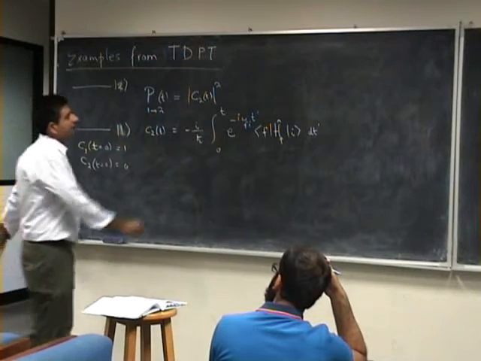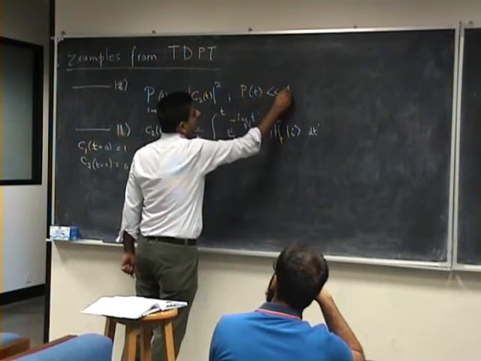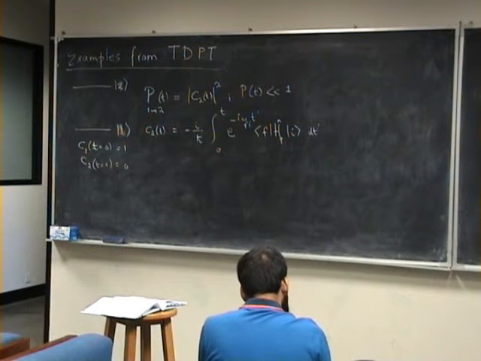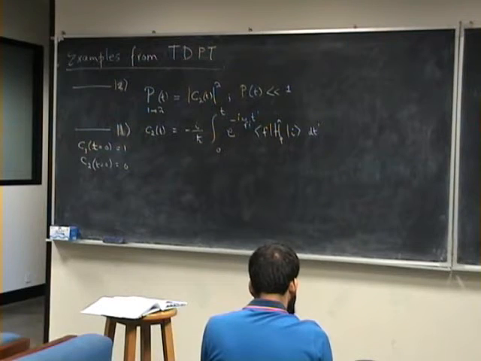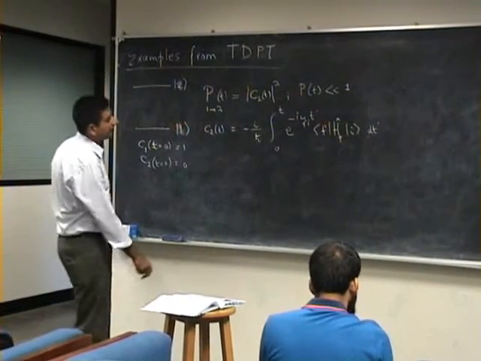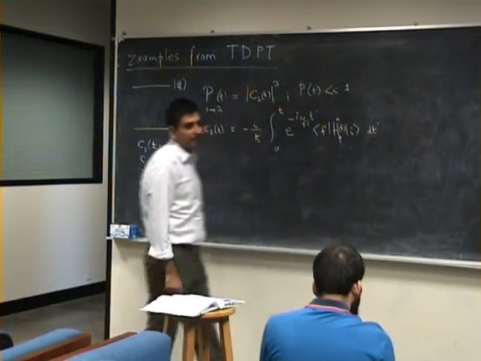And this formula is only valid when these probabilities are much smaller than 1. Only then will the first order approximation be valid. And then we look at several examples. This perturbative Hamiltonian in general will have a time dependent form.